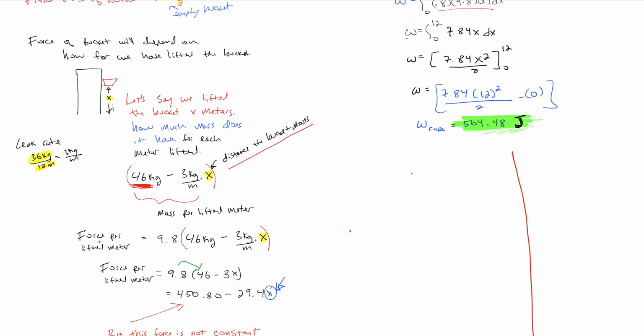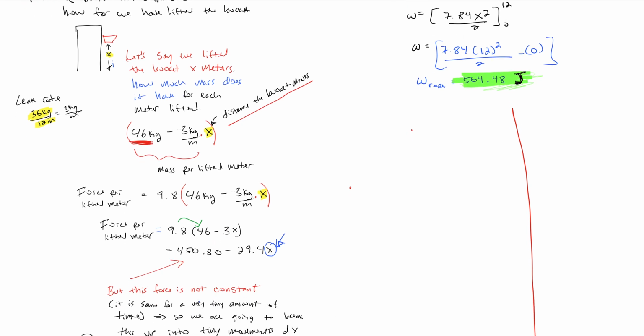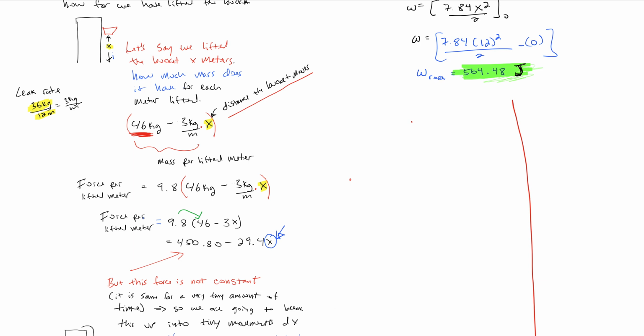So this is the force per lifted meter. Let me explain this again. You distribute, you do your 9.8 meters per second squared times this guy up here, and then you end up with force per lifted meter, which simplifies to this right here. But this force is not constant, which means the force is always changing.